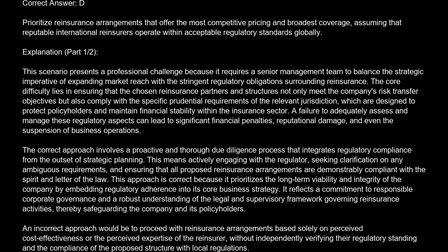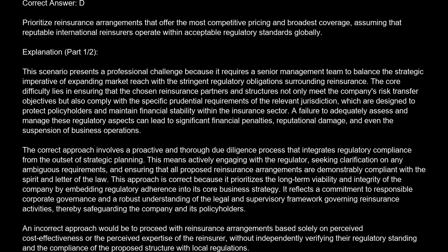The correct approach involves a proactive and thorough due diligence process that integrates regulatory compliance from the outset of strategic planning. This means actively engaging with the regulator, seeking clarification on any ambiguous requirements, and ensuring that all proposed reinsurance arrangements are demonstrably compliant with the spirit and letter of the law.